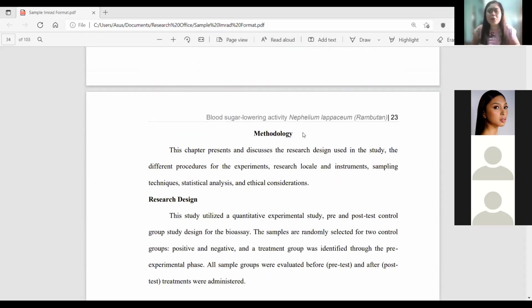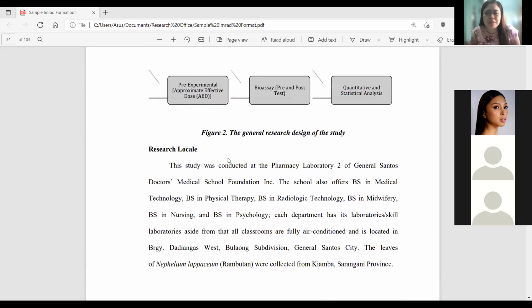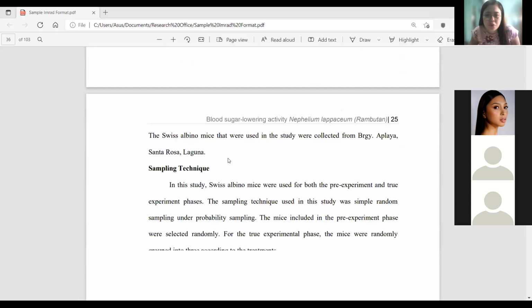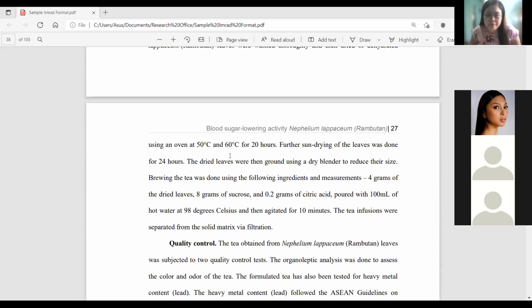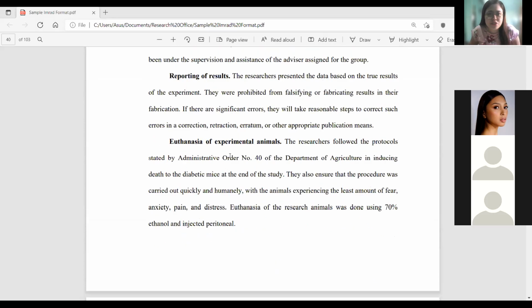You will also include the methodology. So this is all we need for the proposal defense, the introduction and the methodology part. So this morning, I will be teaching you how to make your RRL, and I will start discussing one part of the methodology only, the research design. The rest will be discussed in the finals: the research locale, sampling, and so on. But you need to include this again in the proposal defense. It's still a bit long.